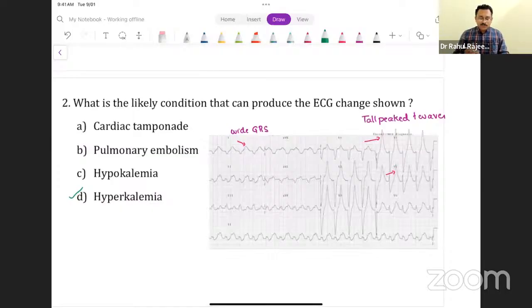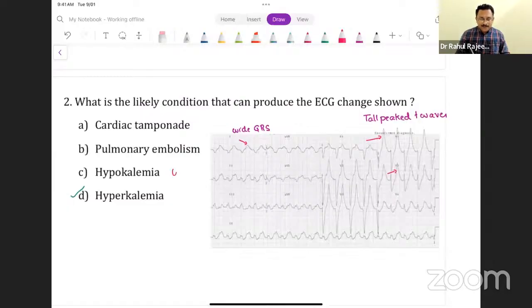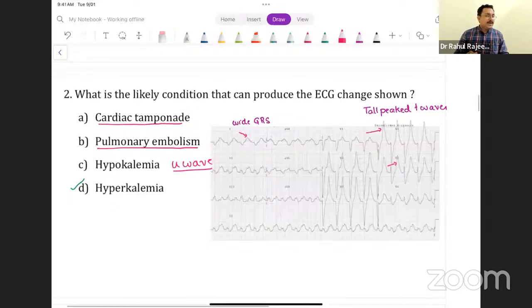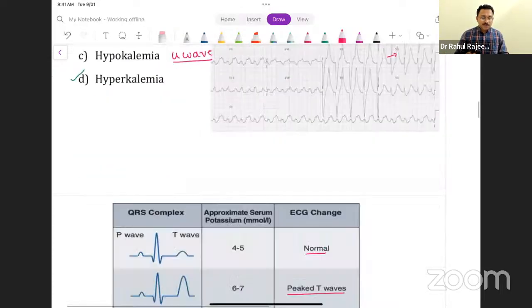Okay, so for the other option, C, hypokalemia, what will it have? Hypokalemia will have the characteristic U wave. That is not what you're seeing in the ECG. Cardiac tamponade, we have another question on cardiac tamponade, I'll discuss that. Pulmonary embolism also, we'll have another question where we'll be discussing pulmonary embolism as well. So this one, question number 2, it is option D.